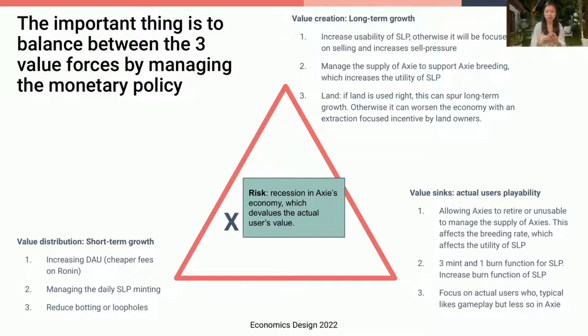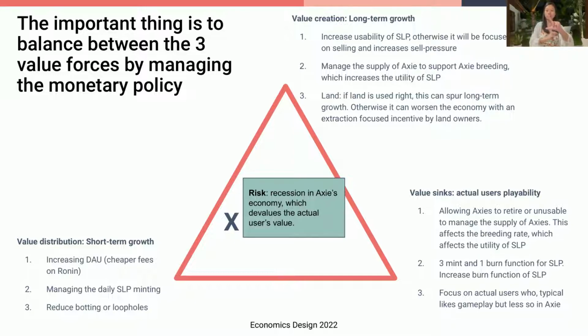We want to manage the supply of Axie to support Axie breeding, which increases the utility of SLP. And land: if land is used right, it can spur long-term growth, otherwise it will worsen the economy through extraction-focused incentives like rent extraction by landowners. So they are not thinking very much on value creation right now, and in this triangle they're not really close there.